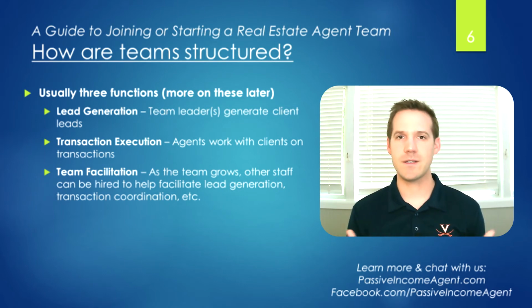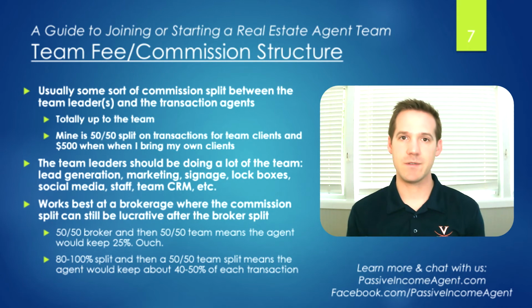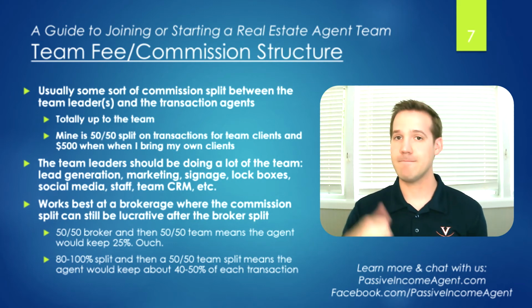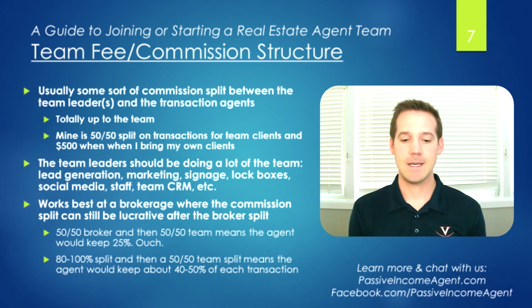How are the fee and commission structures broken out? Again, it can vary. It can be 25% to the team, 75% to the agent, or 75% to the team, 25% to the agent. Generally, it's somewhere in between those. Like for example, mine's a 50-50 commission split, and I like it that way. Like I said, if I generate my own lead, I just go do my own thing. If I don't, I split it 50-50 with the team.